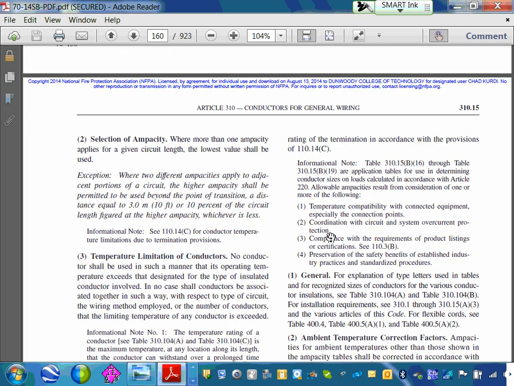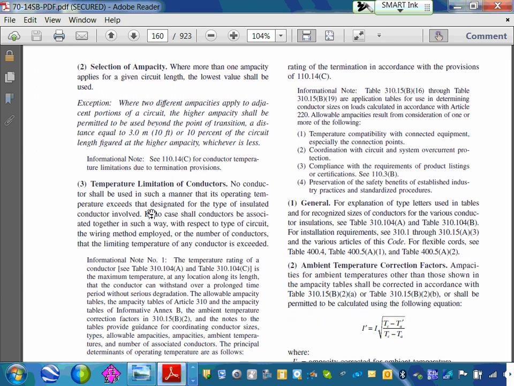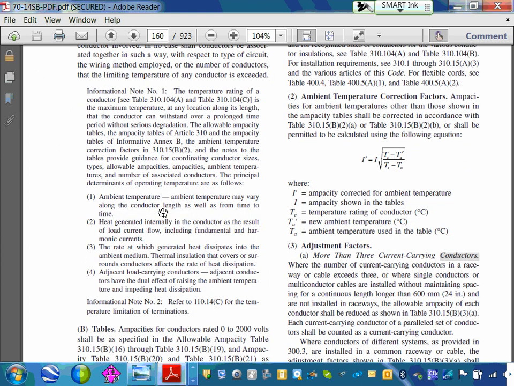And this is the justification, guys, right here for the ambient temperature and temperature installation.